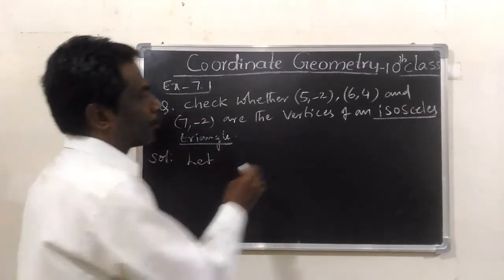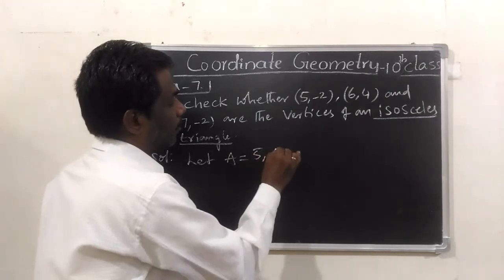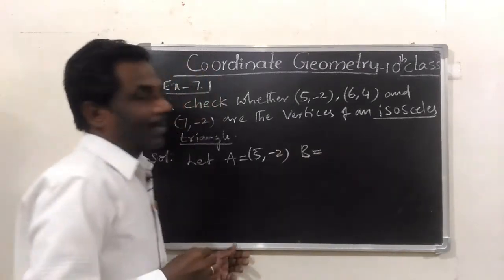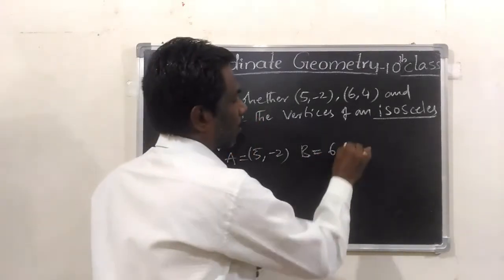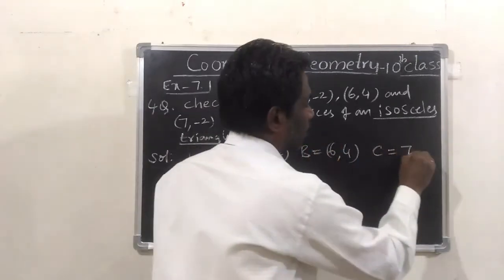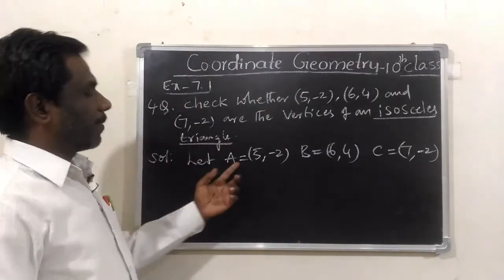Let us assume the first vertex A is 5 comma minus 2, the second vertex B is 6 comma 4, and C is 7 comma minus 2. So first we find the distance between AB.